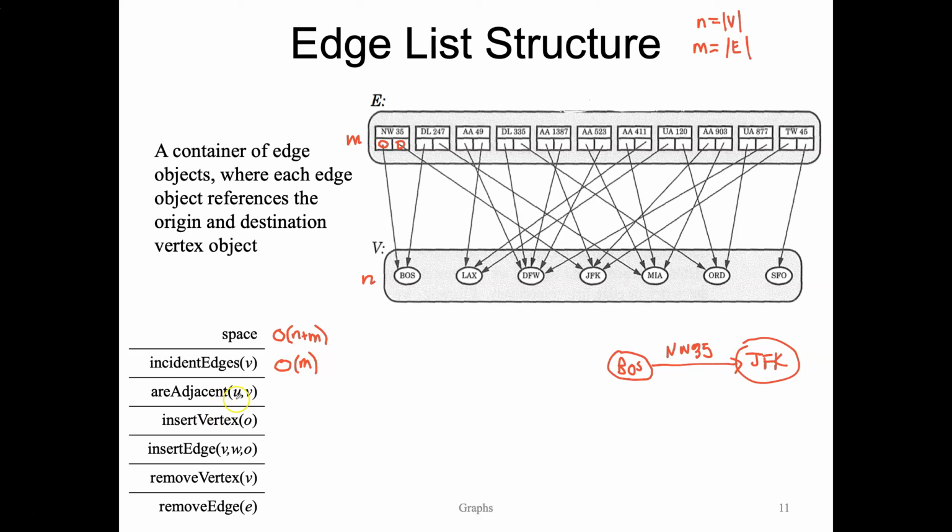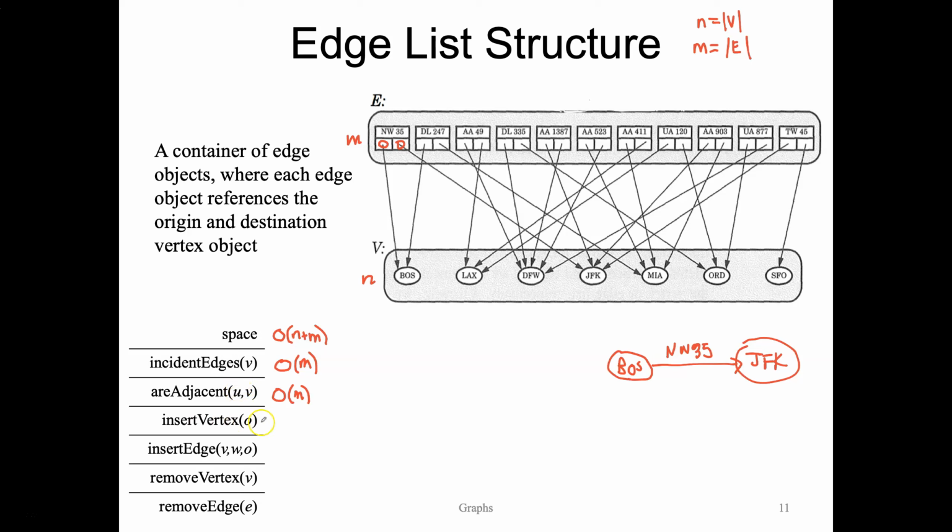To check to see if two vertices are adjacent, again, we'd have to start at the beginning of our edge list and work through it to see, is there any edge which has as its origin vertex one of these vertices and as its destination vertex the other vertex. So the total cost there again would be big O of M, because we have to go through all of our edges to find, is there an edge connecting these two vertices.